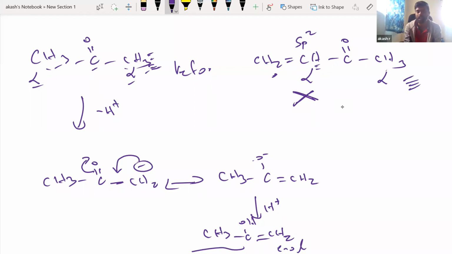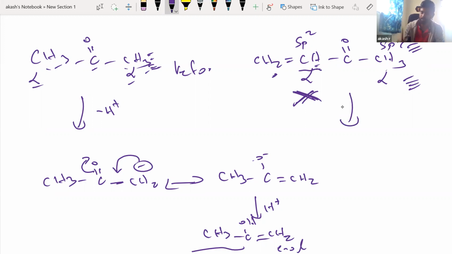Now if you have 2 choices like this, one choice is gone. You cannot remove hydrogen from an sp2 or an sp hybridized carbon atom. You can remove only and only from an sp3 hybridized carbon atom. People, be very careful.